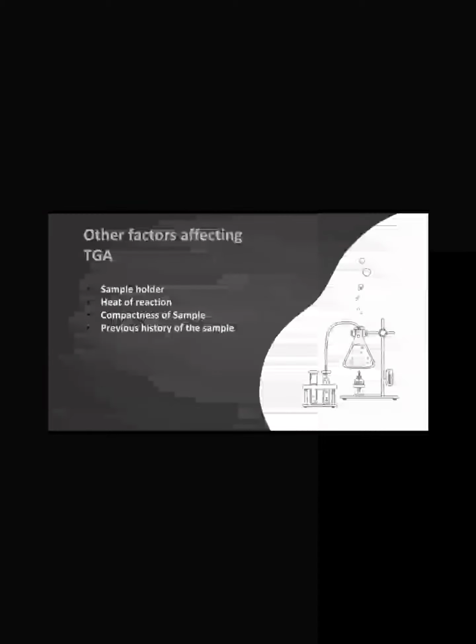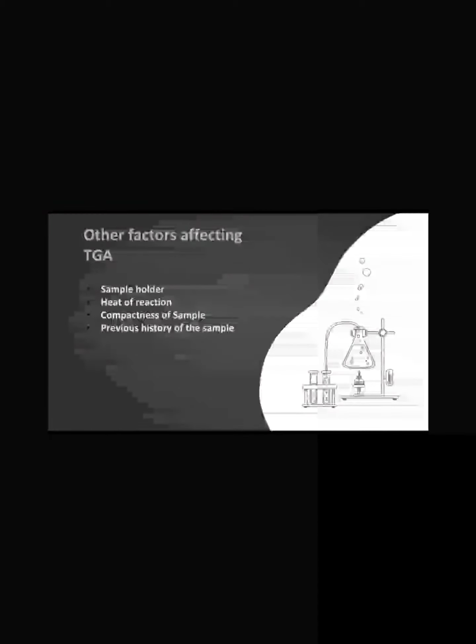When the heating rate is high, the decomposition temperature is also high. A heating rate of 3.5 degrees Celsius per minute is usually recommended for reliable or reproducible TGA. Some of the other factors which may affect TGA curve are sample holder, heat of reaction, compactness of sample, previous history of the sample.